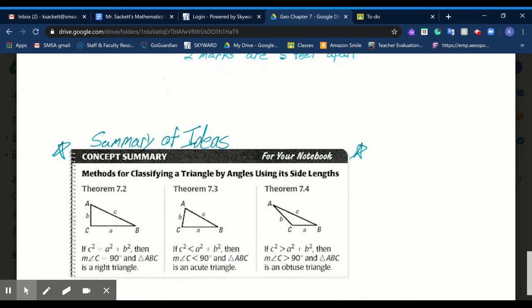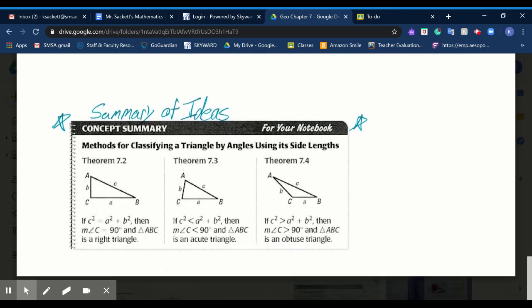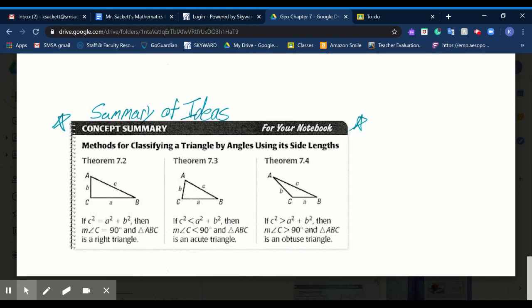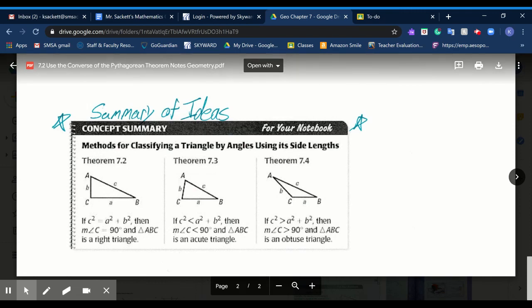Now, the table at the bottom of your notes is just a summary of the key ideas. So if we look there, the key concepts here are Theorem 7.2, 7.3, and 7.4. For our relationship, the converse of the Pythagorean Theorem. And then if we have an acute or an obtuse triangle.